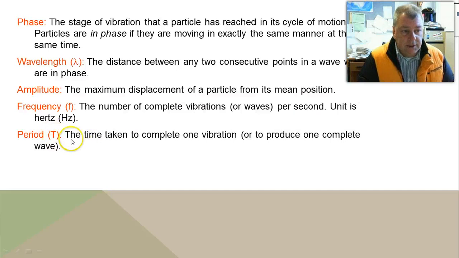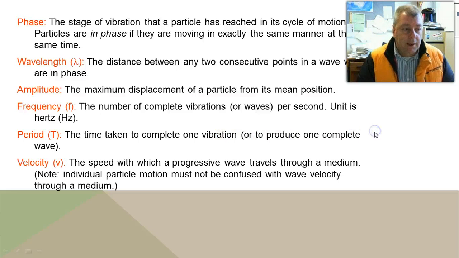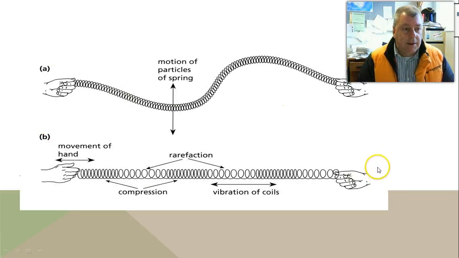Period, given the symbol capital T, is the time taken to complete one vibration or to produce one complete wave. And the velocity is how fast the wave travels through the medium, not to be confused with the individual particle motion, which will have their own velocities depending on which way they're moving and how they're moving relative to the wave.